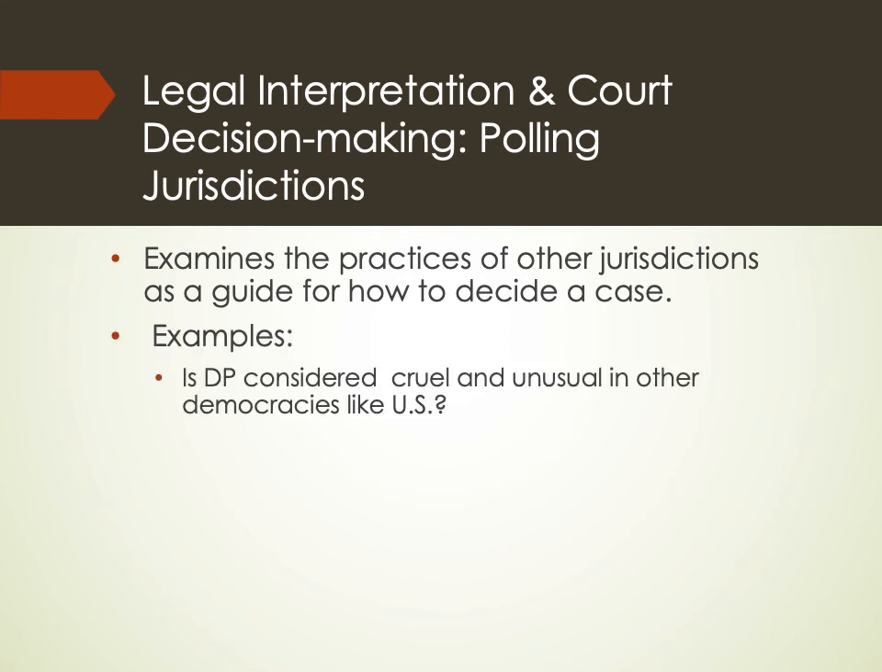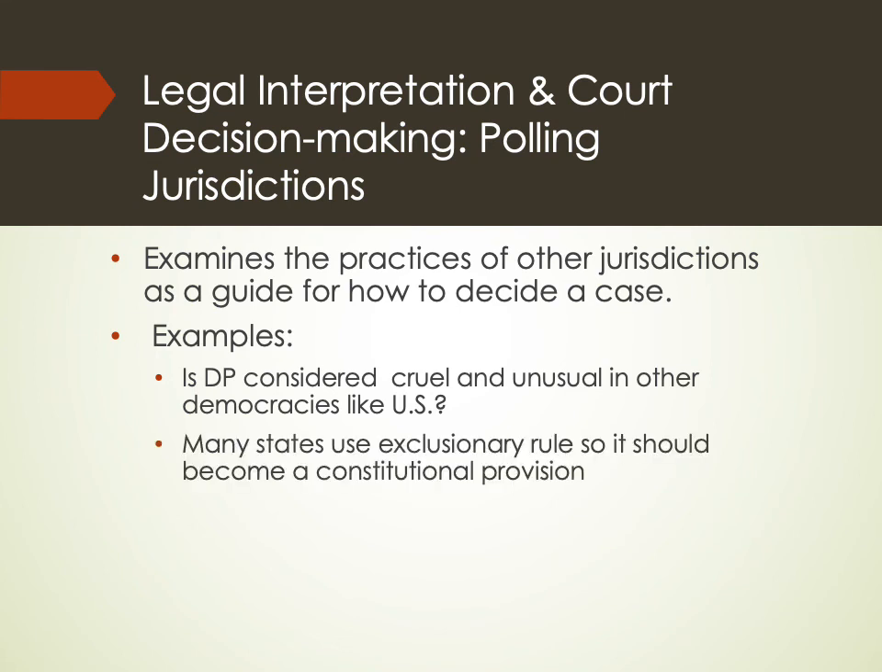Here's two examples. Let's say a death penalty case is in front of the Supreme Court. Well, a justice who is guided by polling jurisdictions would take a look at other countries like us, other democracies, advanced capitalist democracies like the United States, and they would say, is the death penalty considered cruel and unusual punishment in those countries? Well, if it is, then we're like those countries, and so our laws or our interpretation of the Constitution should be in line with the community of other nation states.